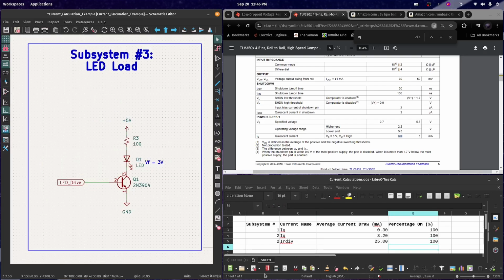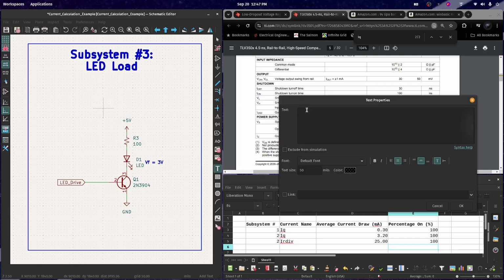Finally, we have our LED subsystem. The current in the LED can also be found using Ohm's law. The forward voltage of the LED when it is on is 3 volts. We're going to assume that there is a 0 voltage drop between the collector and emitter of the NPN transistor. So that means that the voltage drop across R3 is 2 volts. Using Ohm's law again, we get that the current is 2 over 100, which is 20 milliamps.